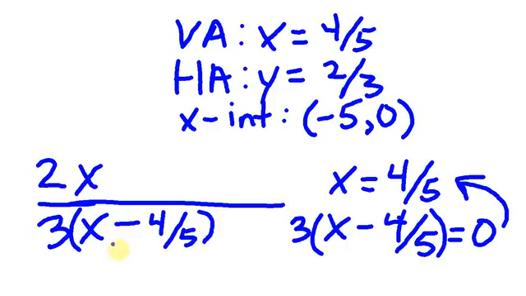Okay, so next we have to deal with an x-intercept. So where do we look for our x-intercept? Well, we set y equal to 0, and the numerator in particular comes into play. So you have a -5. So we already know x is -5 when y is 0.